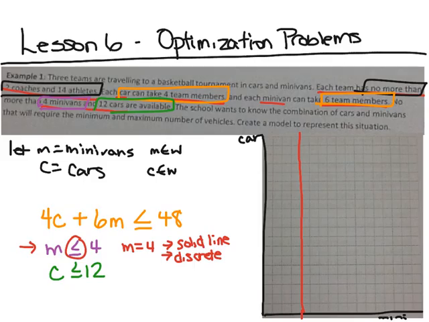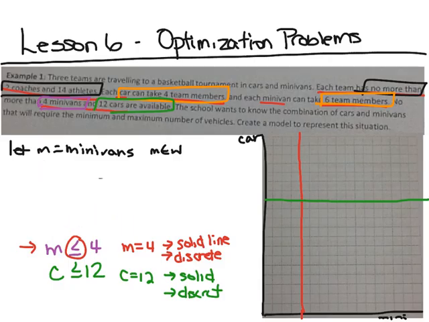Let's do our second. We have C equals 12. This is going to be a solid line, and again it's going to be discrete. So 1, 2, 3, 4, 5, 6, 7, 8, 9, 10, 11, 12. We want it to be less than, so we would be shading below. The last one we have to find is our 4C plus 6M equals 48.